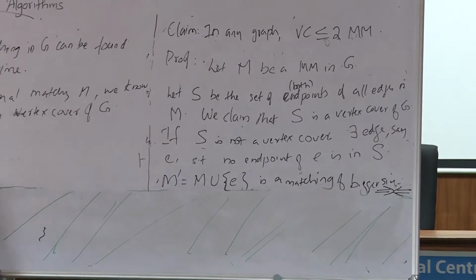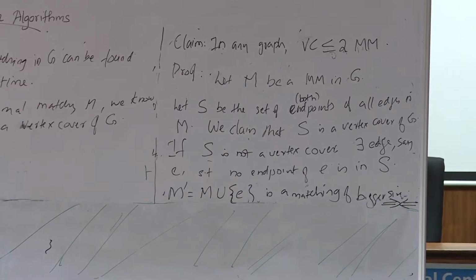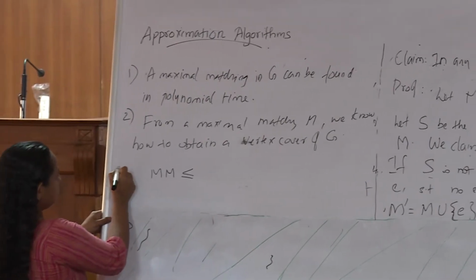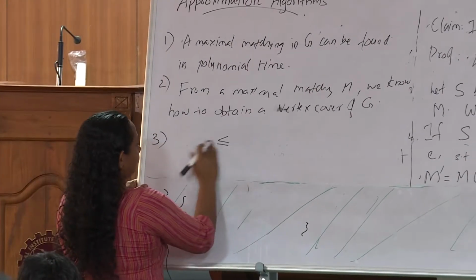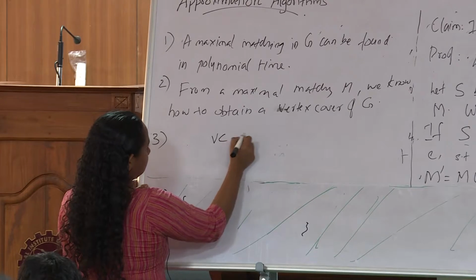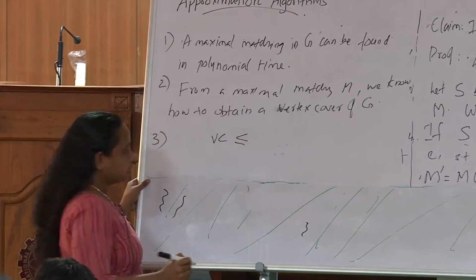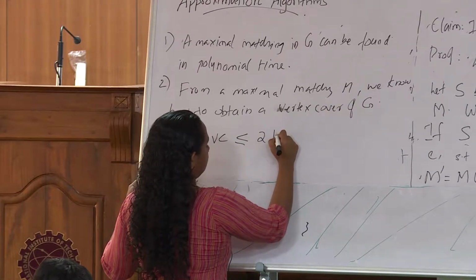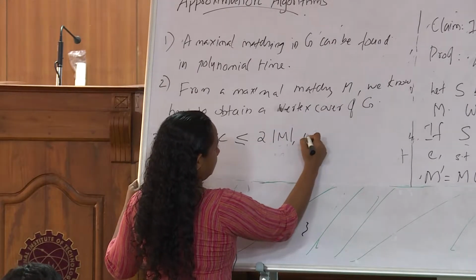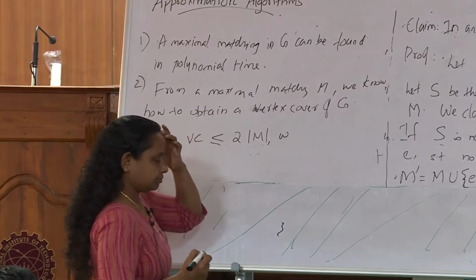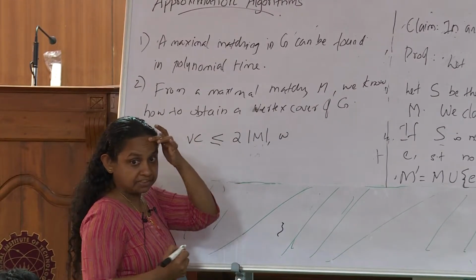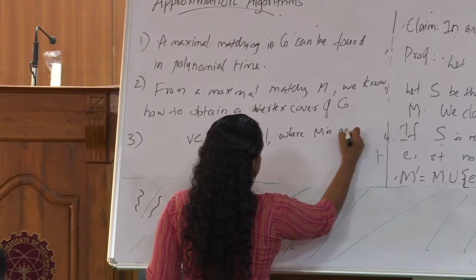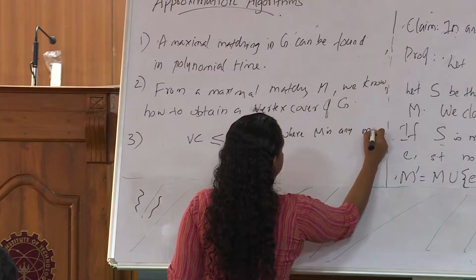What did we show? Okay, we showed that vertex cover number is less than or equal to 2 times cardinality of M. I am not saying MM, because MM I initially used for maximum matching, right? Where M is any maximal matching.